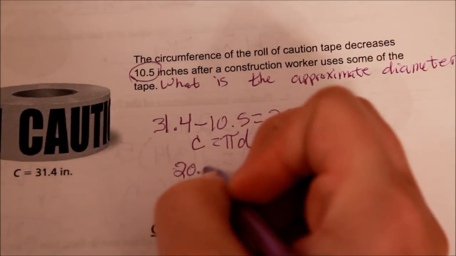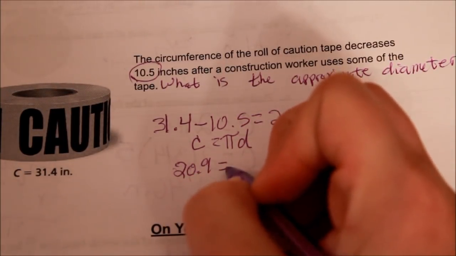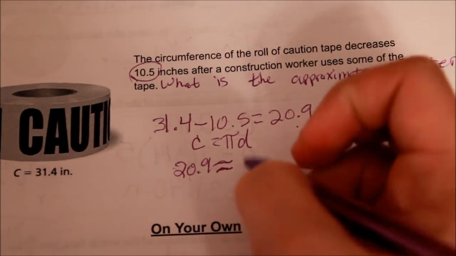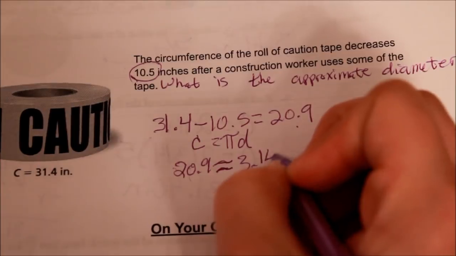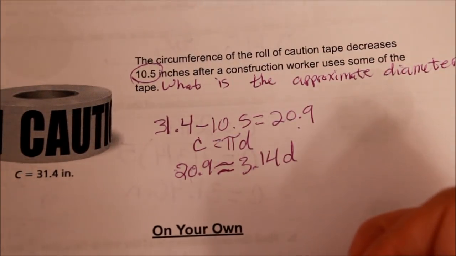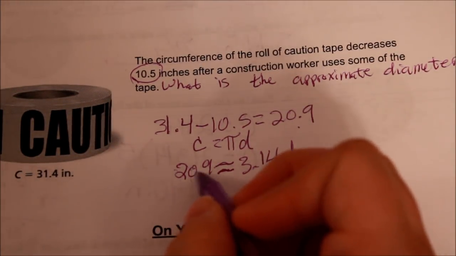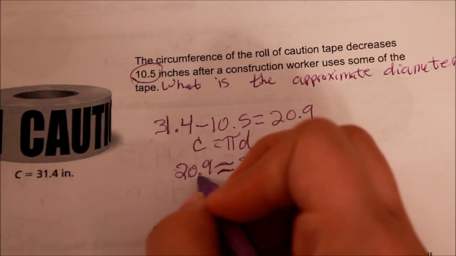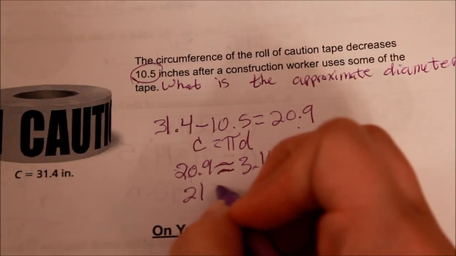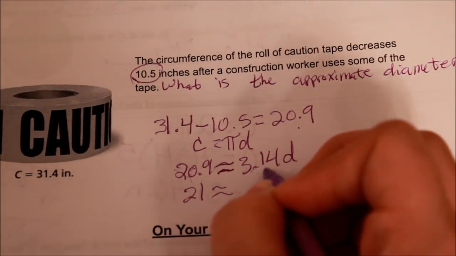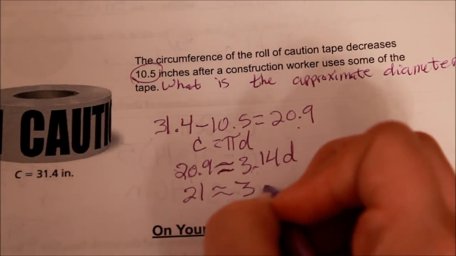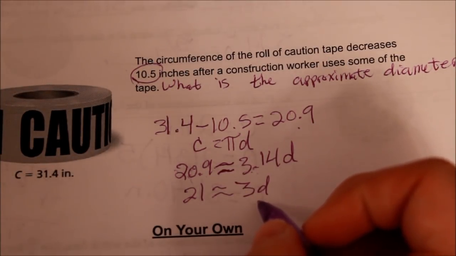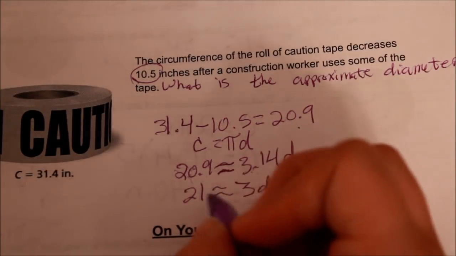So I'm going to use 20.9 is about, we're going to do two wavy lines because that means about, 3.14 times d, diameter. I'm now going to round both of these, and I'm going to round 20.9 up to 21, and I'm going to round 3.14 down to 3, because it's a lot easier and we're just approximating. I didn't want the exact, I just wanted an approximate.